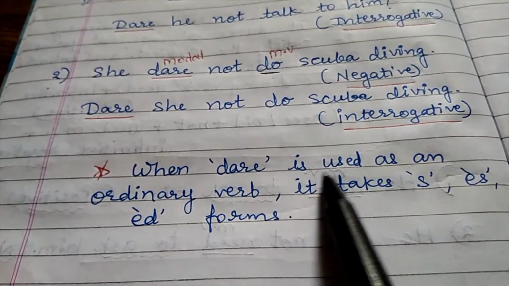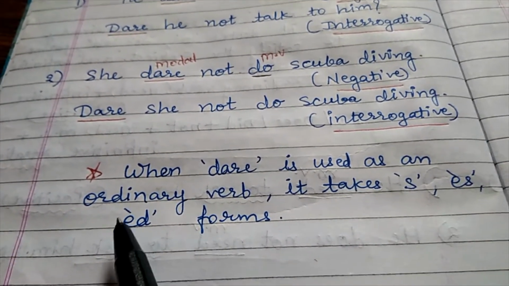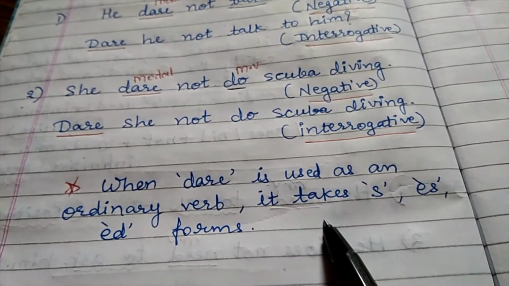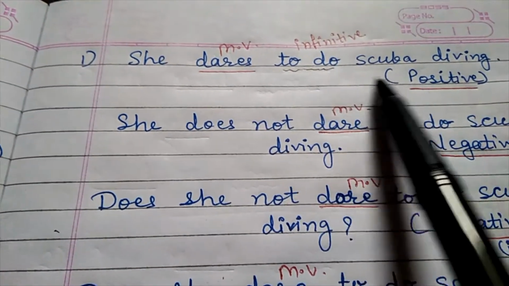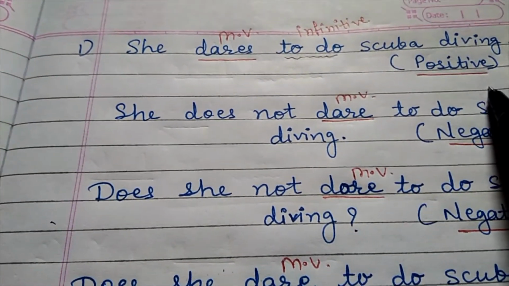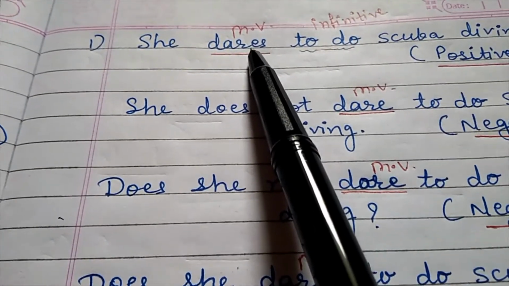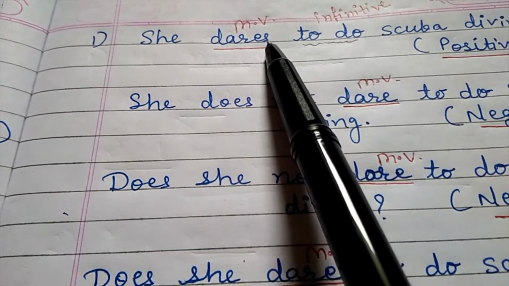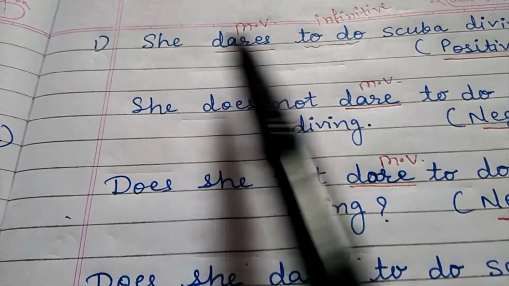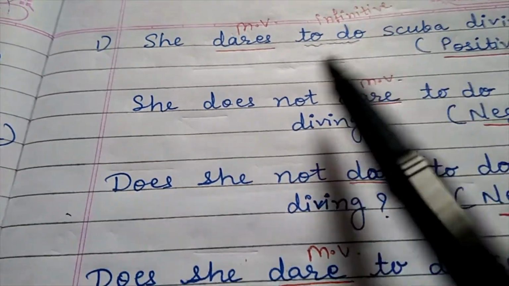Now when dare is used as an ordinary verb, it takes s, es or ed forms according to subjects. So let's learn the sentences. She dares to do scuba diving. This is a positive sentence, and you can see that here dares works as main verb. So you have to add s as the subject is in third person, and you have to use immediately infinitive, and that is to do.